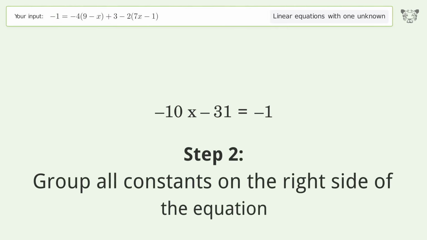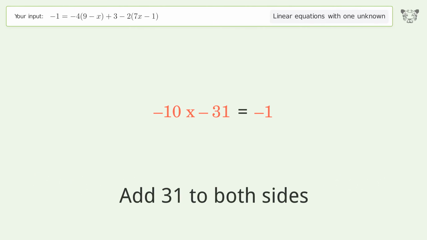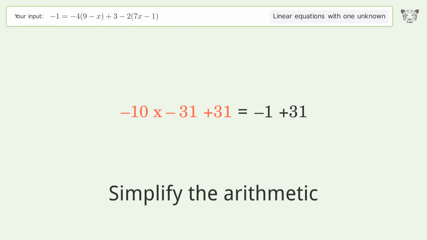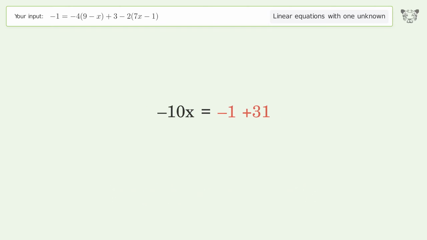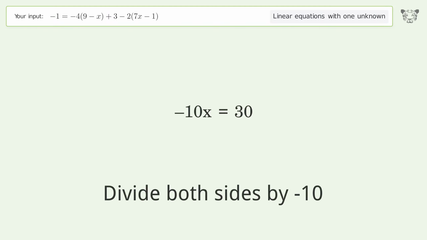Group all constants on the right side of the equation. Add 31 to both sides. Simplify the arithmetic. Isolate the x. Divide both sides by -10.